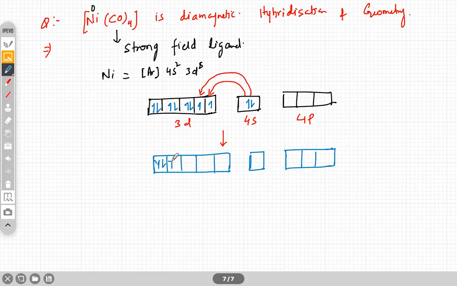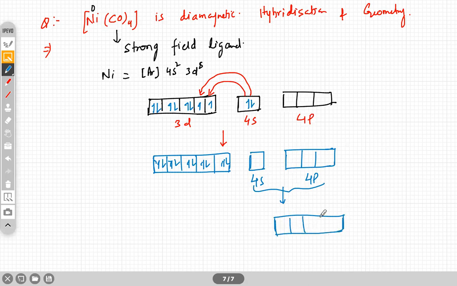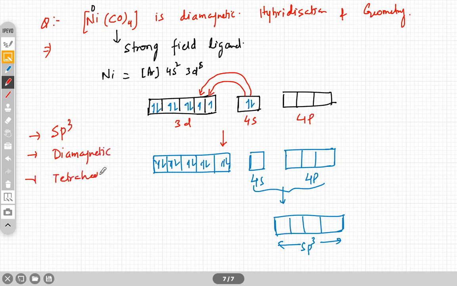We have 2 electrons in each of these orbitals. This is vacant, this is vacant, 4s and 4p. So this goes under hybridization and it forms again sp3 hybridized orbital. So hybridization for this complex is sp3. All electrons are paired, so it is diamagnetic. Geometry is tetrahedral. Right? This is what the answer is.